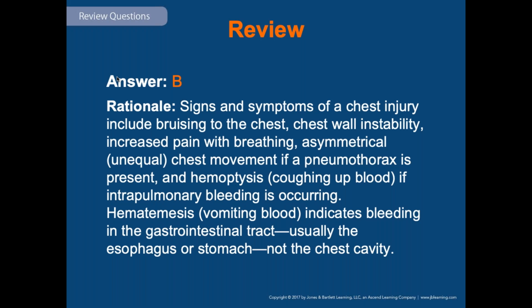Hematemesis is vomiting blood, which indicates bleeding in the gastrointestinal tract. So again, one is coming from the GI tract, the other one is coming from the lungs. So hemoptysis is what we're looking for if they're coughing up the blood versus just vomiting blood. So those two, understand the terminology, because this is what's going to get you guys in the national registry exams. They both have blood coming from the airway. One's coughing, one's vomiting.